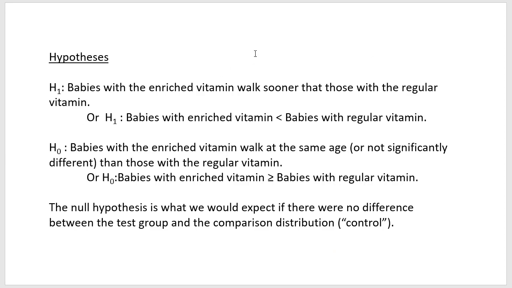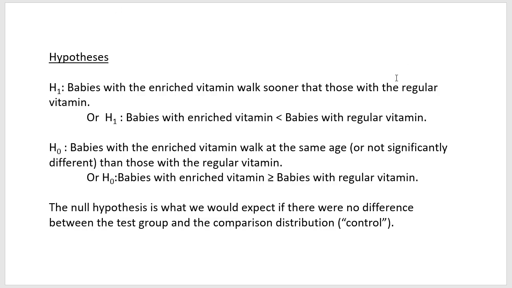When we have hypotheses, we have two hypotheses. It's called a hypothesis set. We have H sub 1, which means alternative hypothesis. In our example, the alternative hypothesis is what we expect to happen if the baby that walked at a particular age because of the vitamin is significantly different. It's stated like this. Babies with the enriched vitamin, in this case it's one baby, but the baby with the enriched vitamin will walk sooner than those with the regular vitamin.